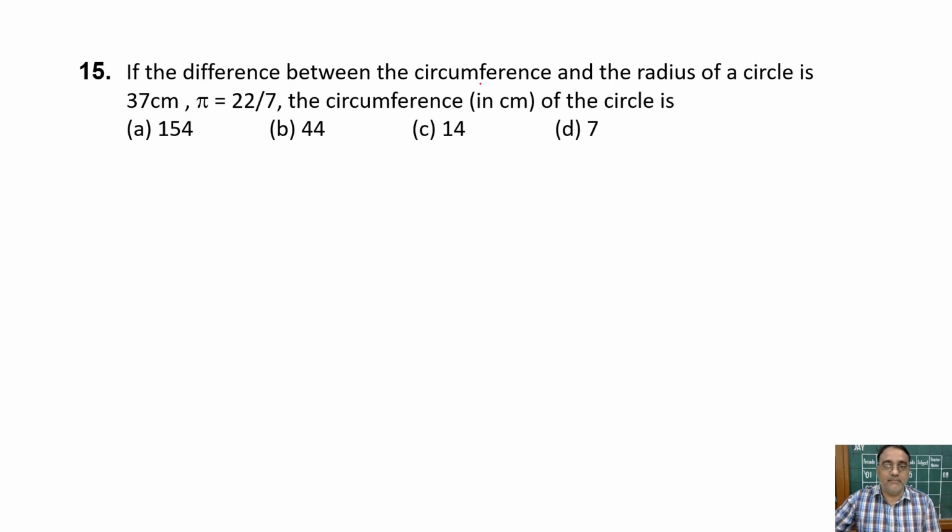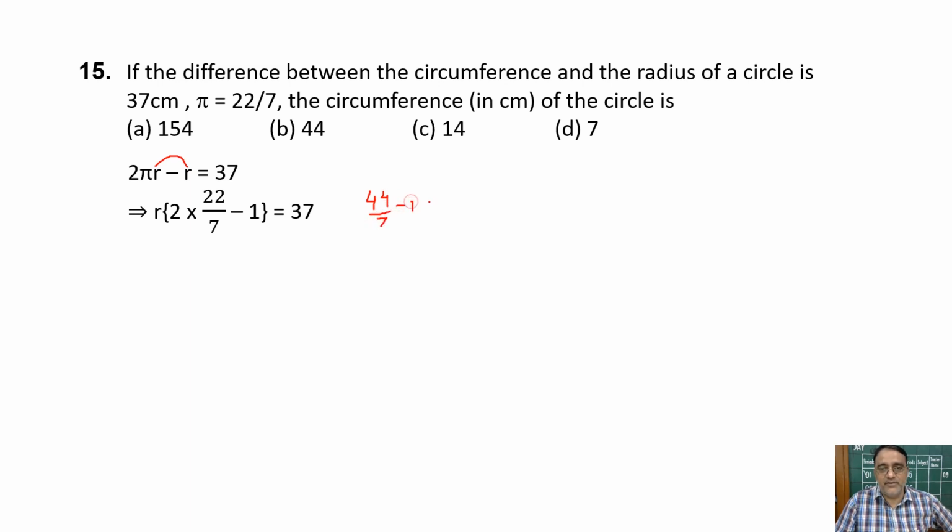we will take 2 pi r minus r is equal to 37, okay. Now from this we can take r common. If you take r common, we'll get 2 pi minus 1. Then we will substitute the value of pi, right. So this is 44 upon 7 minus 1. Now if you take LCM, you will get 44 minus 7 upon 7. That is nothing but 37 upon 7. So this step is clear? Yes, sir. Okay, so we are getting r is equal to 7.